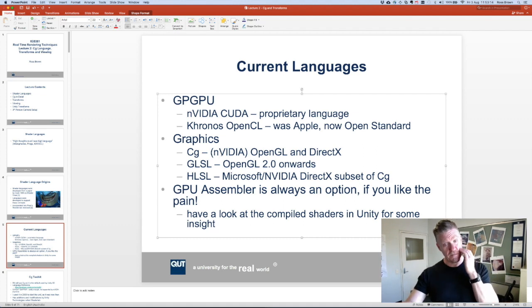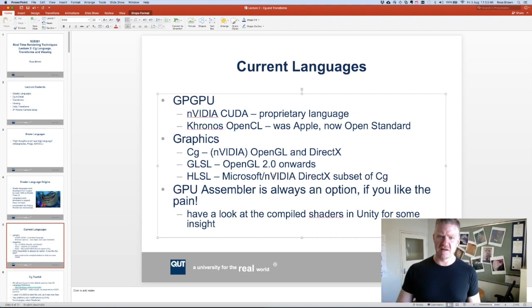Then there's GLSL, which was OpenGL 2.0 onwards, so that works only with OpenGL. You may have played around with that in your time, or if you did some older units at QUT a few years ago, that's what we used for our first rendering units. And also there's HLSL, which is actually a subset of CG, but I think that's probably changed, because HLSL sort of bifurcated. Microsoft and NVIDIA worked on this for quite a while and then went their own way, and what are we up to now?